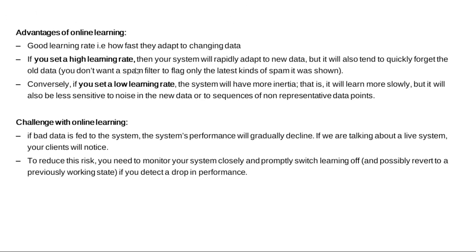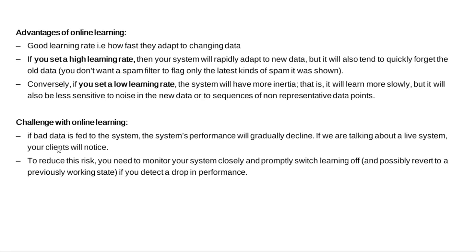So the advantage is, as we are making small chunks of data, the learning rate is very good, right? That means it's learning fast and adapting to the changing data. Now, learning rate is also a very important concept when you're doing projects. You can set your learning rate high, you can set it low. A high learning rate means you're learning fast, and therefore you also tend to quickly forget the old data. If it's a low learning rate, the system will have more inertia and will learn more slowly.